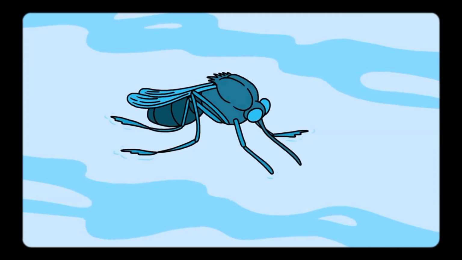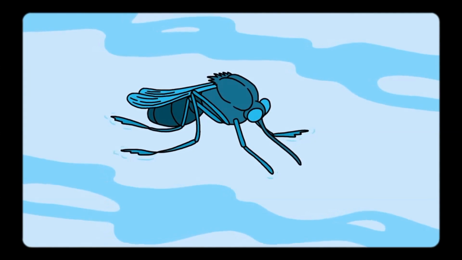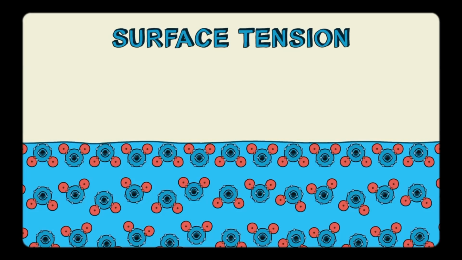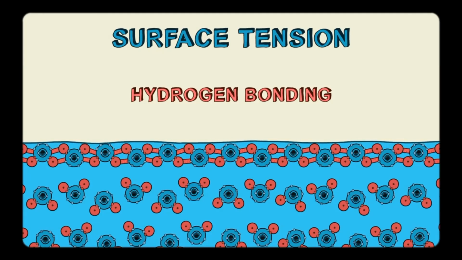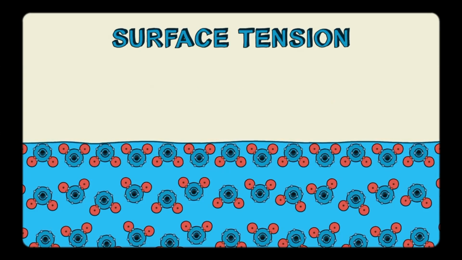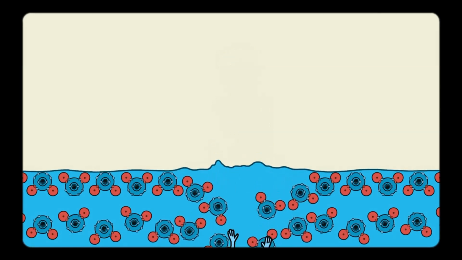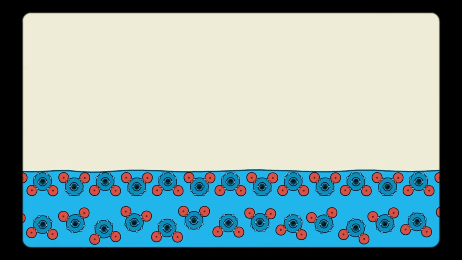Now, think back to the initial questions. First, why are some insects able to walk on water? Surface tension, due to hydrogen bonding, creates a thin film on the surface of water that gives enough resistance for super light insects to walk on. You can't walk on it because the hydrogen bonds aren't strong enough to hold you up.